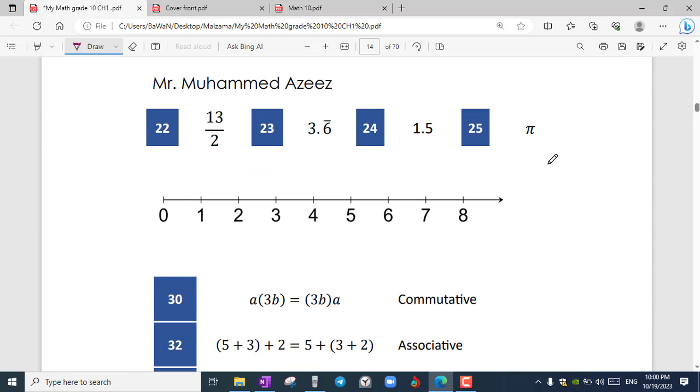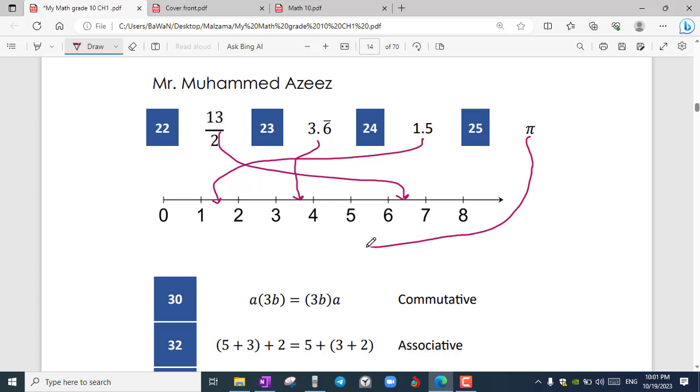Put these numbers on the number line. So 13 over 2, 13 divided by 2 is 6.5. So 6.5 is between 6 and 7. 3.6 repeating is between 3 and 4, a little bit closer to 4. 1.5 is between 1 and 2, and it's exactly halfway. Pi is 3.14. 3.14 is here, it's close to 3.